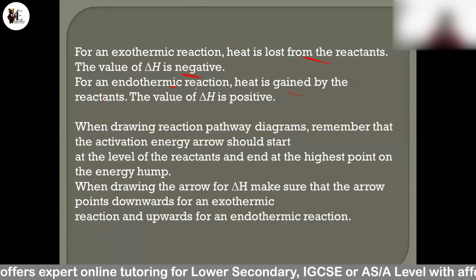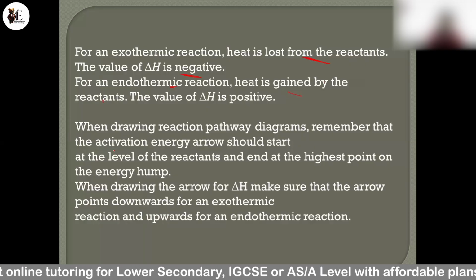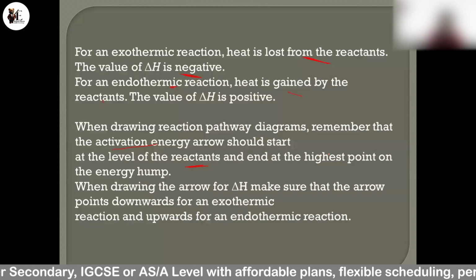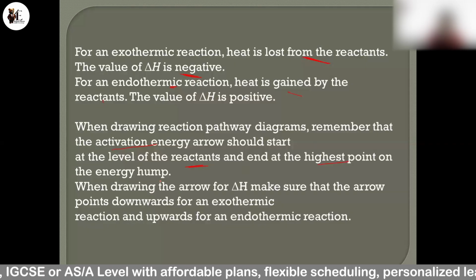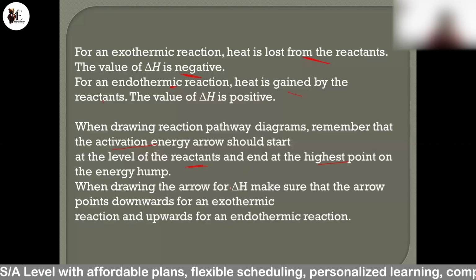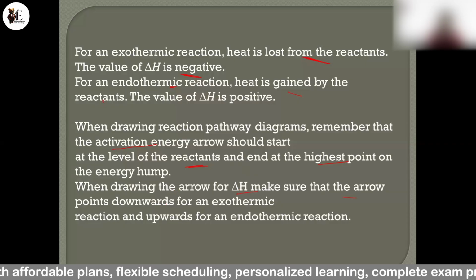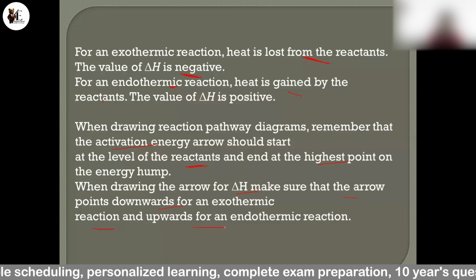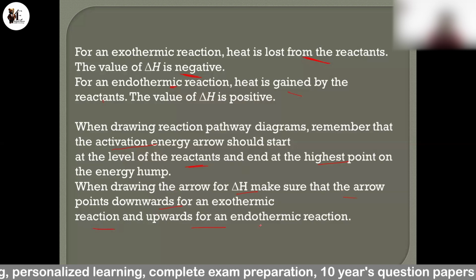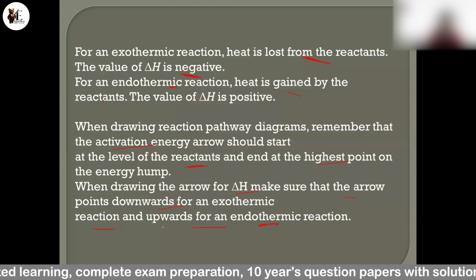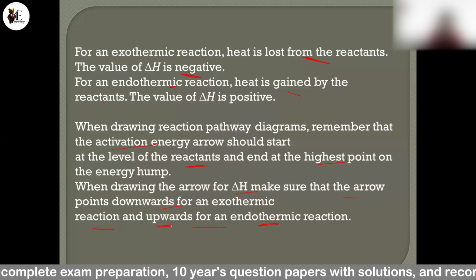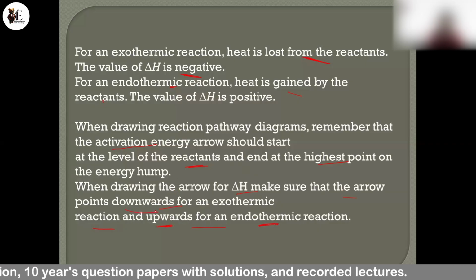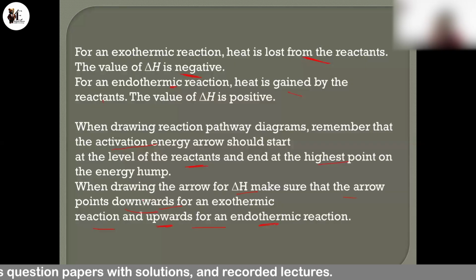Whenever you are drawing the reaction pathway diagrams, the activation energy arrow should start at the level of the reactants and end at the highest point on the energy curve. When drawing the arrow for delta H, make sure the arrow points downwards for an exothermic reaction and upwards for an endothermic reaction. Because in an endothermic reaction, heat is gained, so you show the arrow upwards, and in an exothermic reaction, heat is released, so the arrow should point down. Okay?